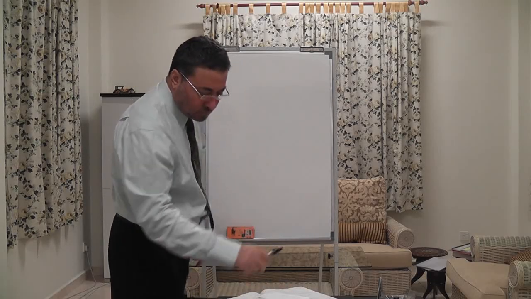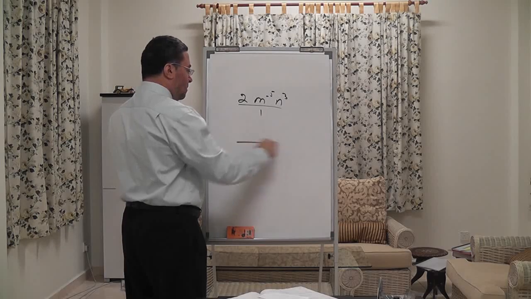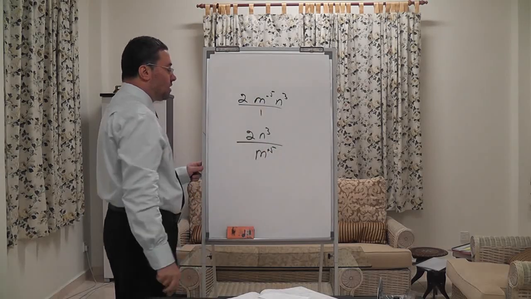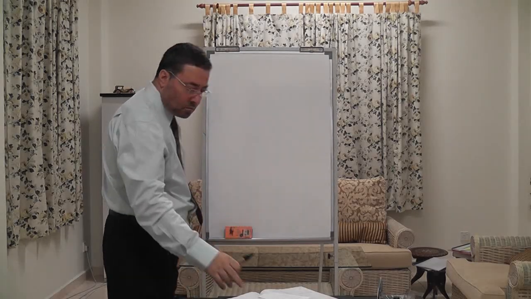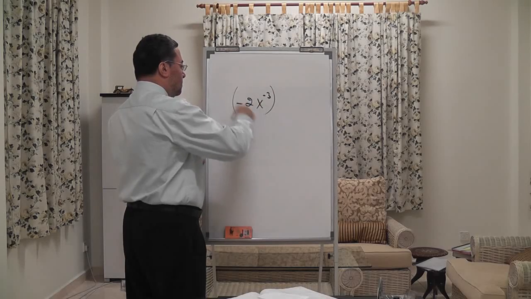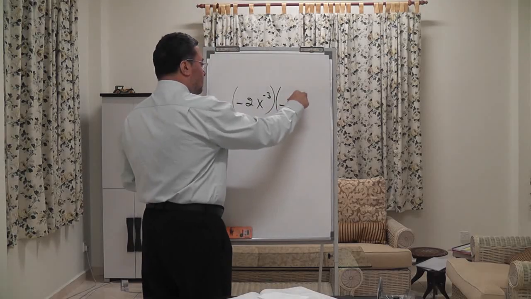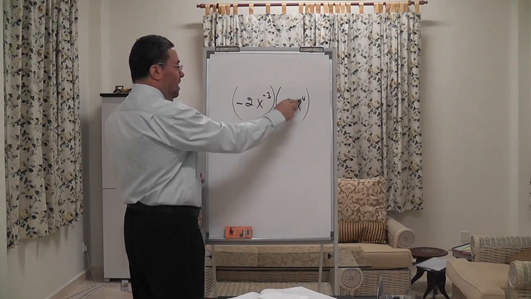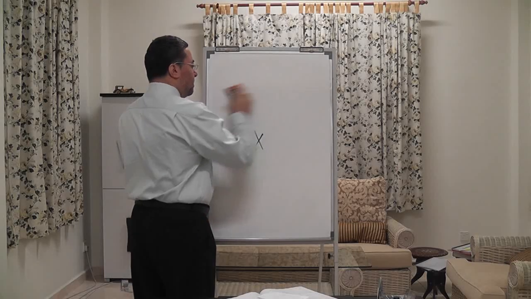Number 10. We move this to the denominator and change the sign, so it is positive 5. Number 12. We multiply the numbers, that gives us 6, and we multiply the x raised to minus 3 times x raised to the 4th power. So we add the powers, and that gives us x, 3 minus 4.